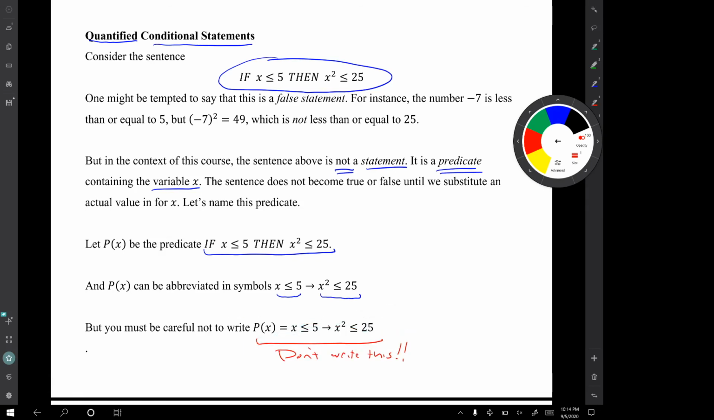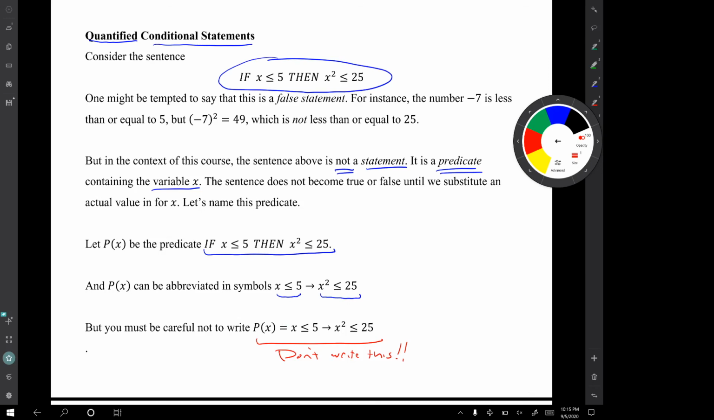What's wrong with this symbol? Well, p of x, that symbol stands for a sentence. We don't use the equal sign between sentences. This mathematical sentence would say p of x is equal to x is less than or equal to 5, and then arrow. So this doesn't even work as a string of mathematical symbols. So don't say that p of x equals something.